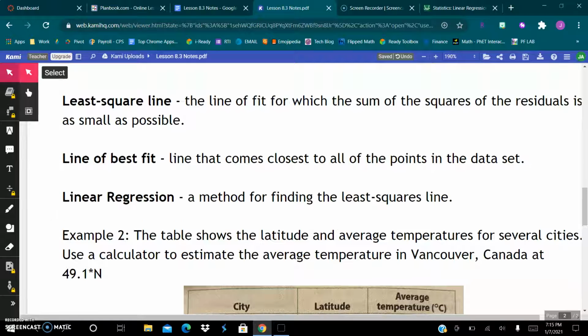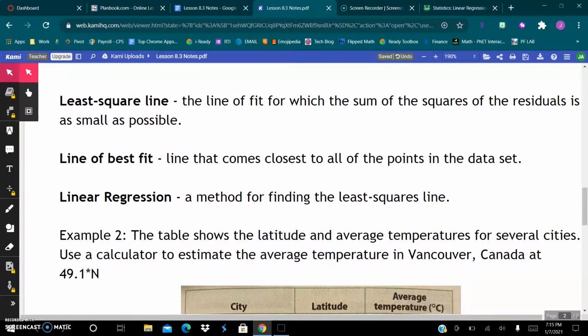Now we have a couple of vocab words to take a look at. The least squares line is the line of fit for which the sum of the squares of the residuals is as small as possible. So that's exactly what we just found. We found the least squares line. We squared the residuals and we found the sum that was the smallest.